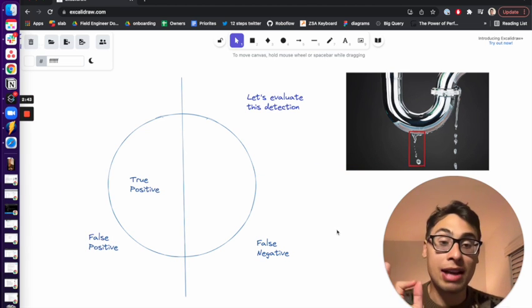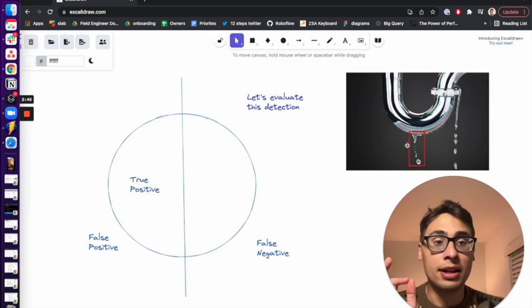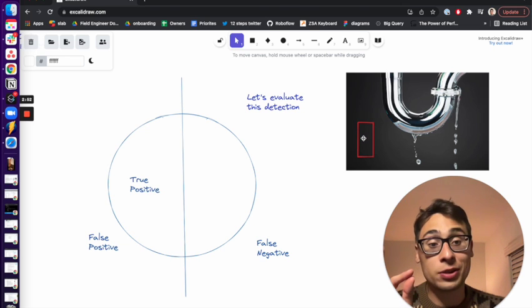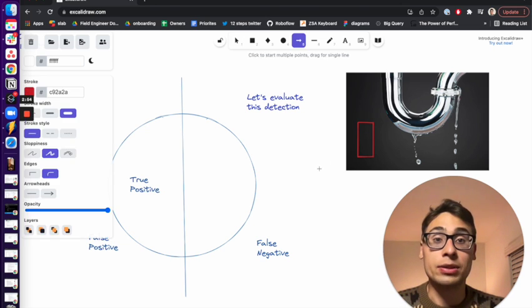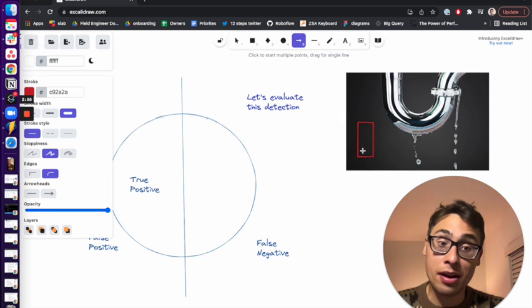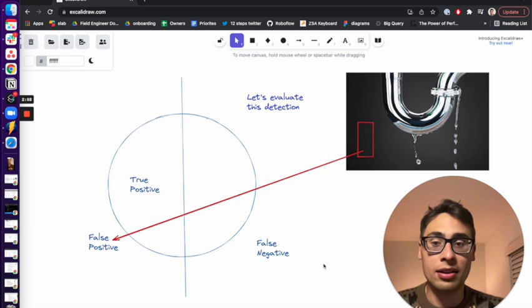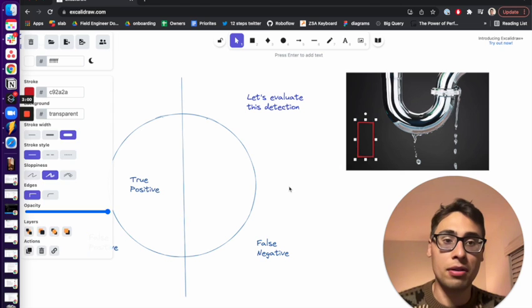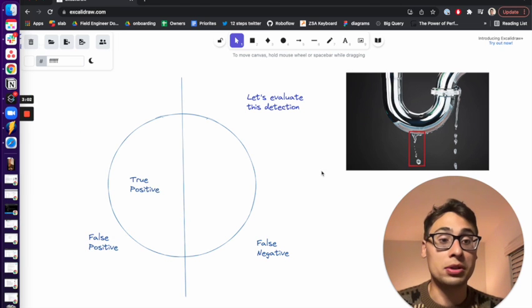Easy. Second, false positive. Let's say that I'm drawing a random bounding box here in this black square. That means that my model thinks that this black square is a leak. That's bad. There is no leak there, but it thinks it does see a leak. That's a false positive.